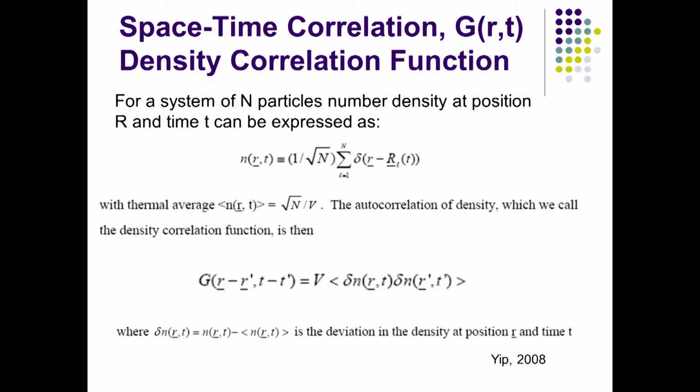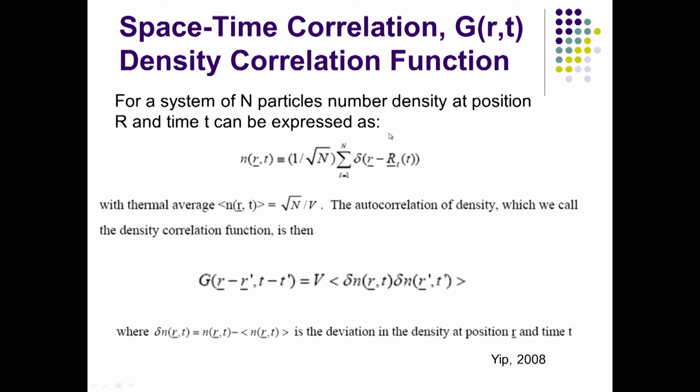Now, we come down to what is called space time correlation, and space time correlations are now going to connect not only with the time correlation, but also the space correlation. So, that means we are going to look at the positions, and those positions are important now for a system of, let us say, n particles, as is given on your slide. The number density at the position r and time t can be expressed.